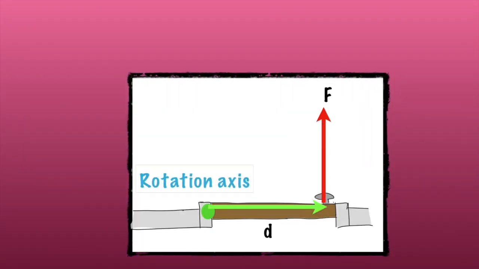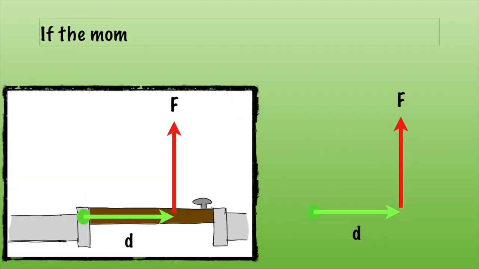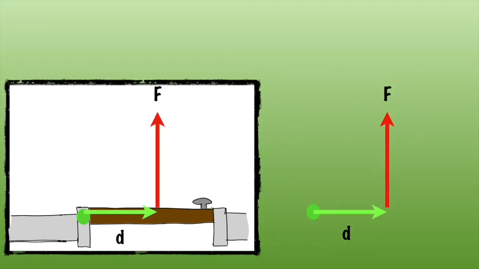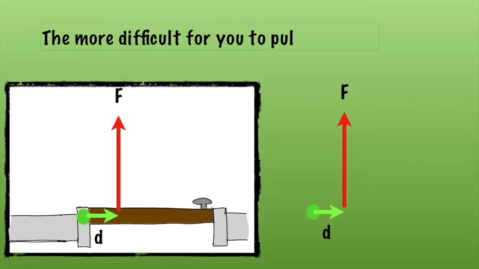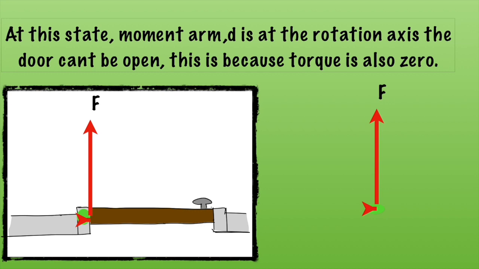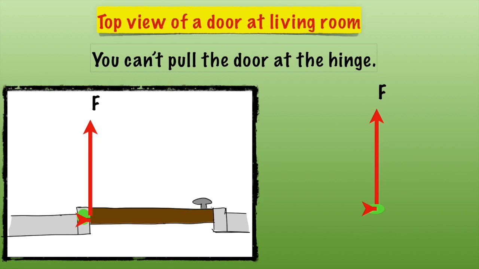What happens if the moment arm D is closer to the rotation axis? If the moment arm D becomes closer to the hinge, the more difficult it is for you to pull the door. At this state, moment arm D is at the rotation axis. The door can't be opened. This is because torque is zero. You can't pull the door at the hinge.